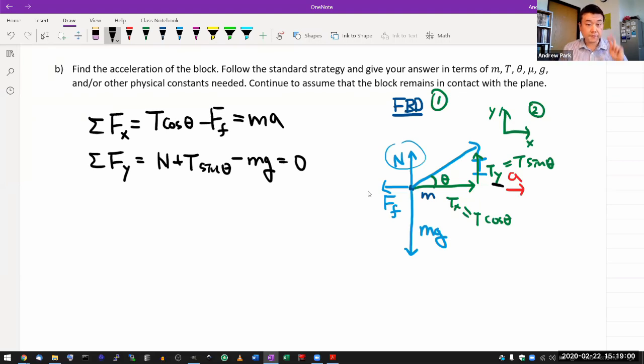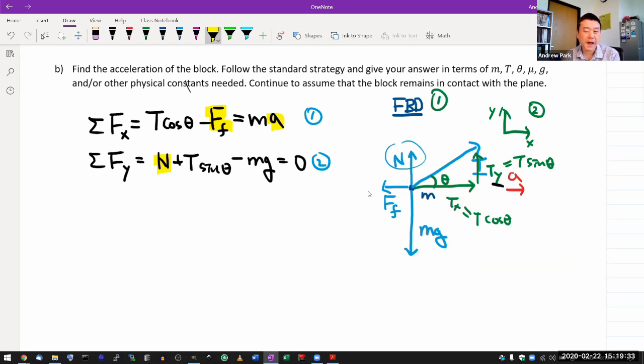All right, so I have 2 equations. And let me count the unknowns. My unknowns are: I'm given tension, I think. I don't know the friction force, I'm not told that. I'm asked to find the acceleration, so I don't know that. And I don't know the normal force. 3 unknowns, so that means I need one more equation.